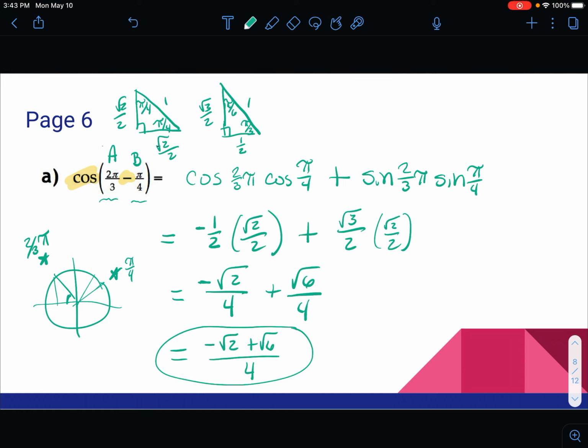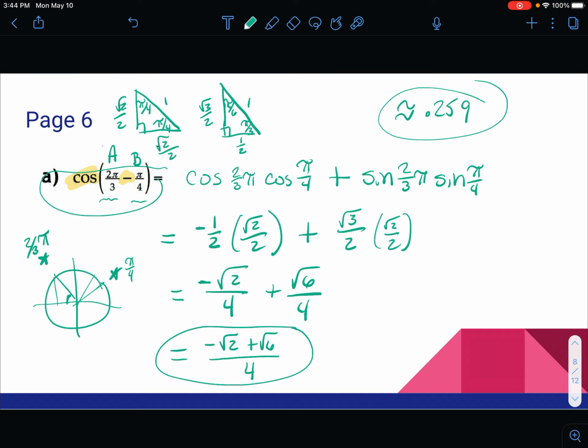Now, if you go ahead and type this in, I'm going to type in the original. I'm going to type in cosine, then it gives me a parentheses. I'm going to do 2 pi divided by 3, and then minus pi over 4. Let's see what we get here. I just got approximately 0.259. That's when I plugged in the original.